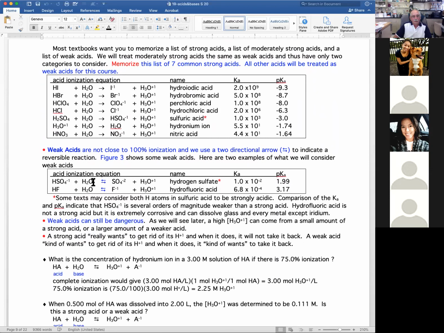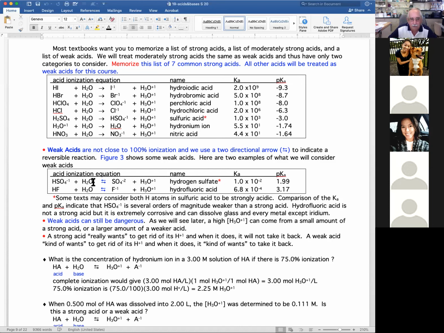So there's many reasons why I decided to write my own book, and never did capitalize on it or anything. But I just couldn't figure out a lot of reasons why textbooks did certain things. One of them is they want you to memorize a list of strong acids, then memorize a list of moderately strong acids, and memorize a list of weak acids. So memorize, memorize, memorize. But I don't want you to have to memorize. I would rather have you understand stuff.